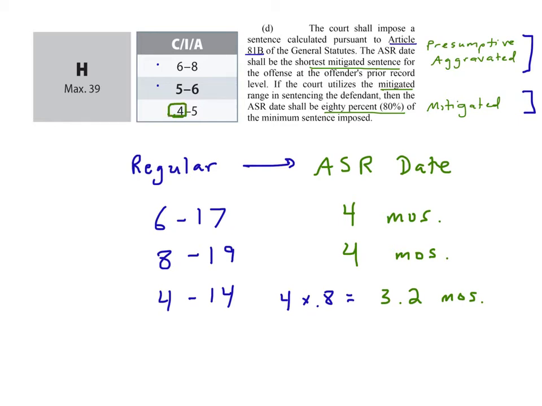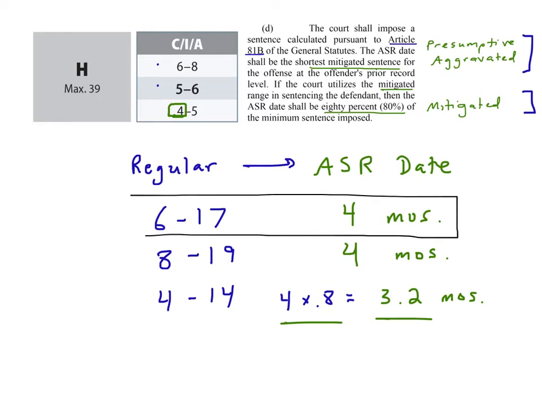If the regular sentence comes from the mitigated range to begin with, then you do a little bit of math here: multiply the minimum sentence you selected by 0.8, and that gets you your ASR date. Now, as far as how that gets reflected on the judgment form, let's assume the judge imposes a 6 to 17 month sentence with a 4-month ASR date.